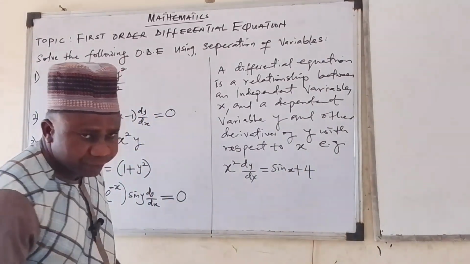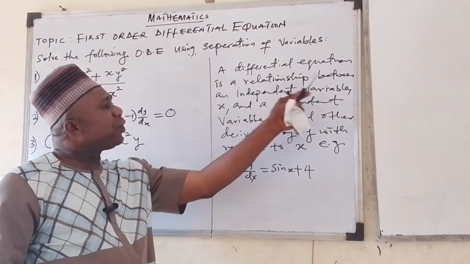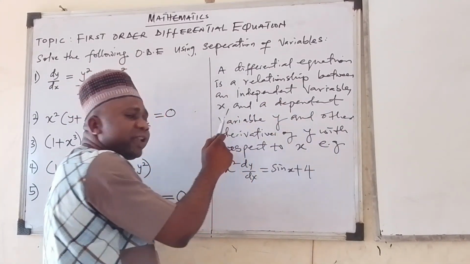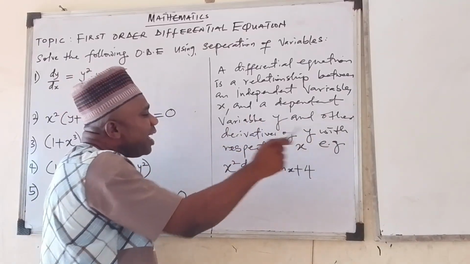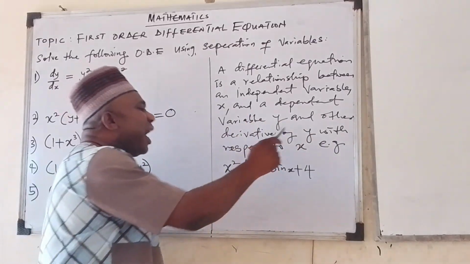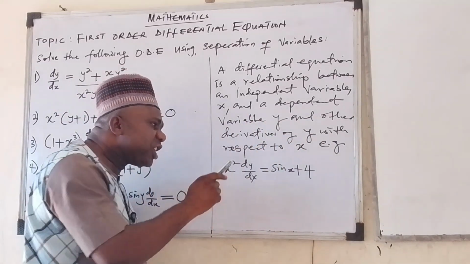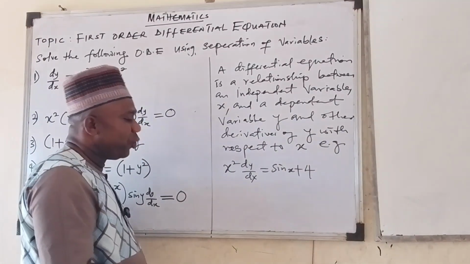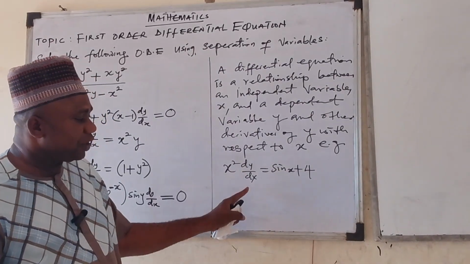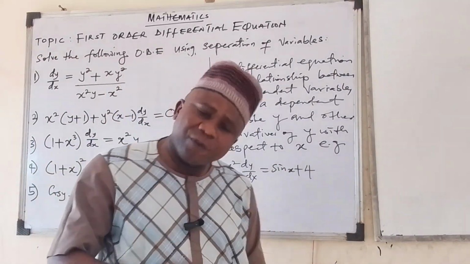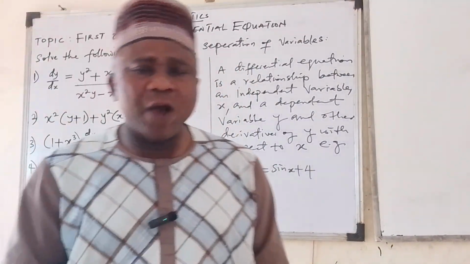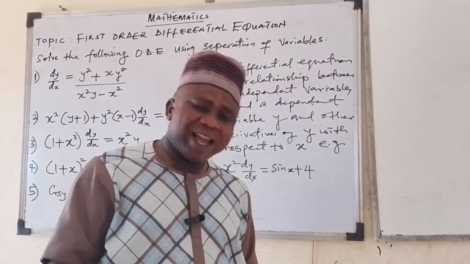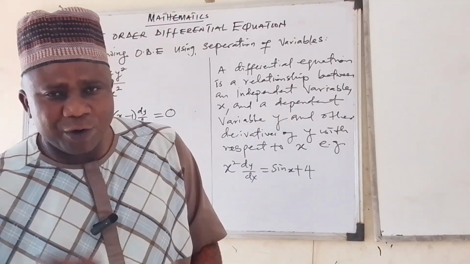Now let me take it again. A differential equation is a relationship between an independent variable x and a dependent variable y and other derivatives of y with respect to x. Now, this is an example. When you have x squared, you have the derivative of y with respect to x and other functions. So today we are going to be looking at the different methods of solving or analyzing a differential equation.